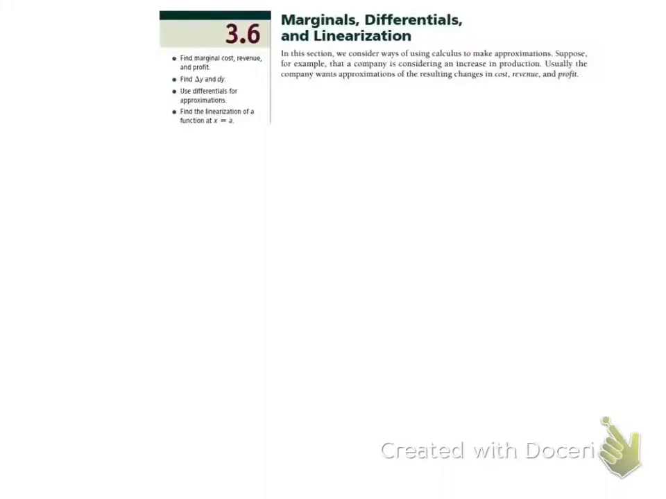So the first thing we look at is marginals. We have marginal cost, marginal revenue, and marginal profit. So if a company wants to make a change, they need to know some data to know if that change is going to be good or not. And a lot of times they can use marginals to approximate that change.